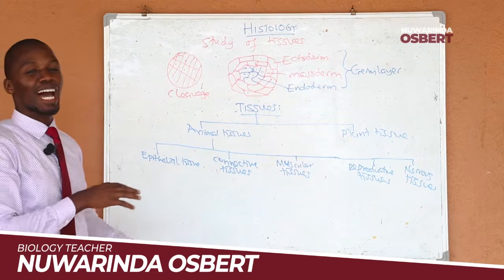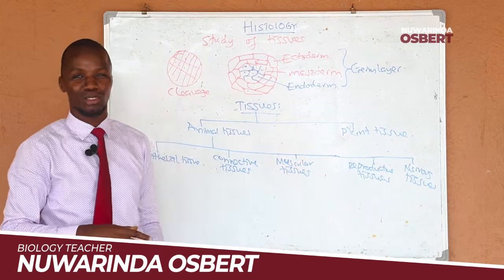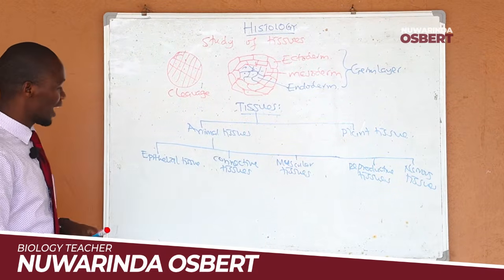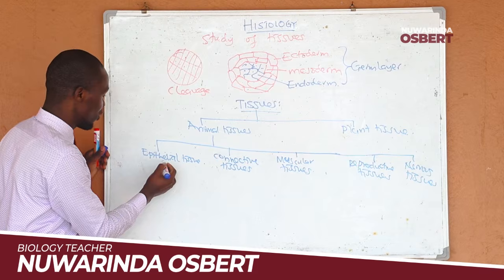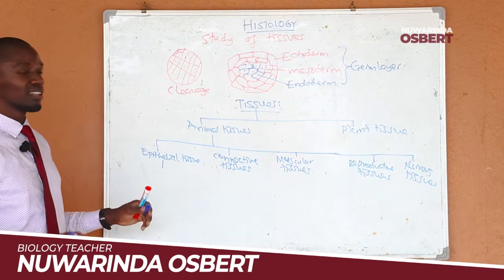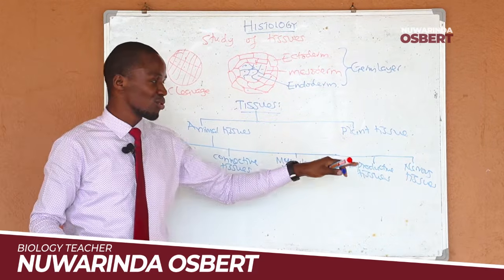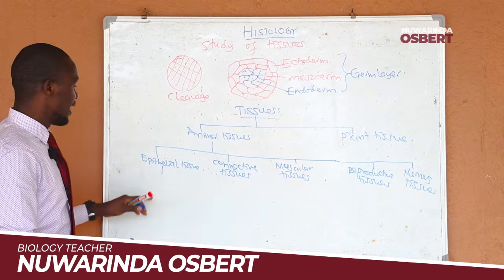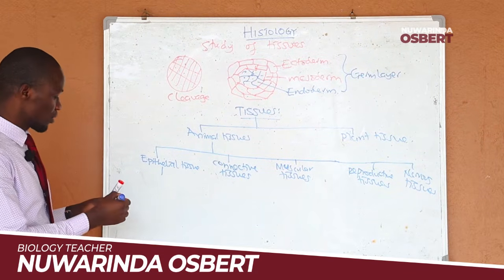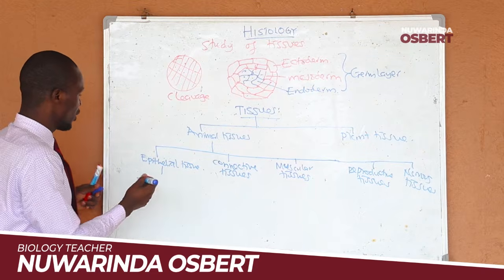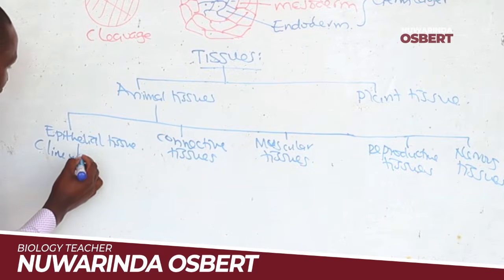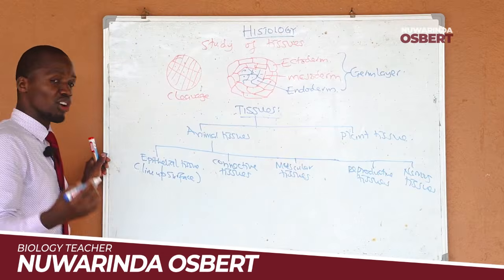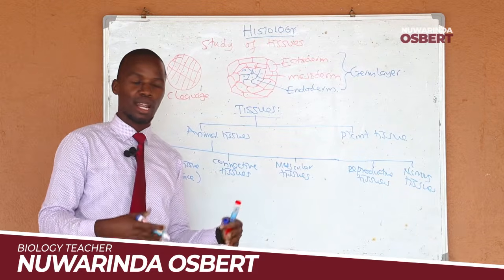Now, of course, I cannot talk about all these ones at once. But for this episode, I'm going to go further and break down the epithelial tissues. Why? In other episodes, we are going to look at all these other tissues. So make sure that you keep checking on this YouTube channel. Now, when it comes to epithelial tissues, I've told you that these are tissues which line up surfaces in your bodies. It can line up organs, it can line up surfaces.